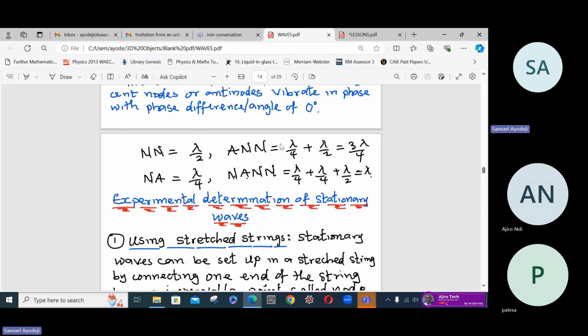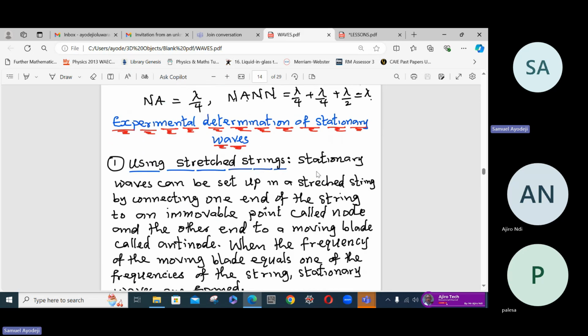Now, the next topic is experimental determination of stationary waves. The syllabus says you should explain how to determine stationary waves, and it depends on the method you are asked to explain. I think there are about 3 or 4 methods according to the syllabus here. It depends on what you are asked to use.